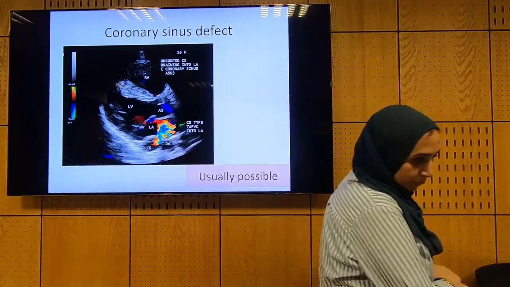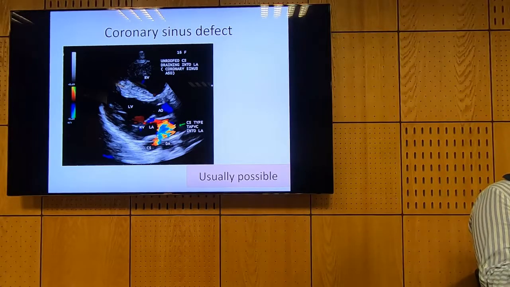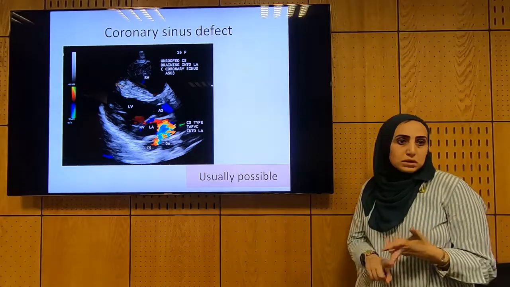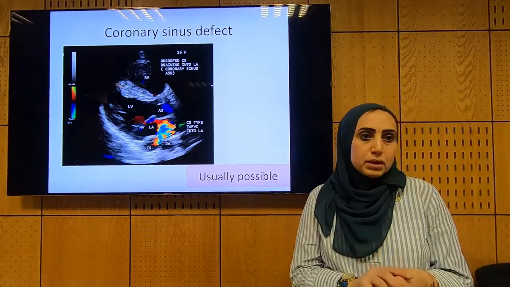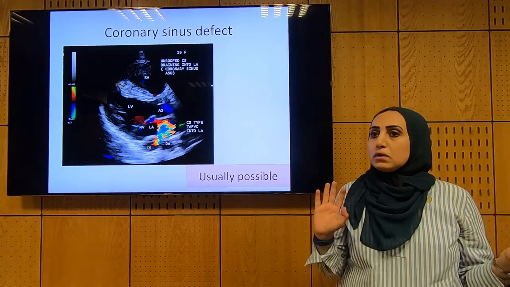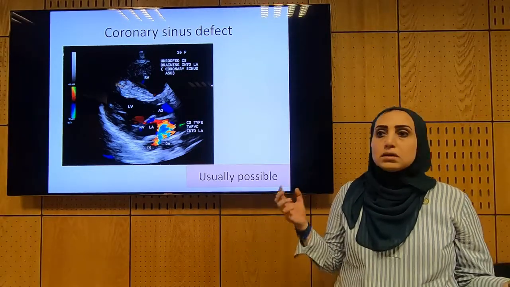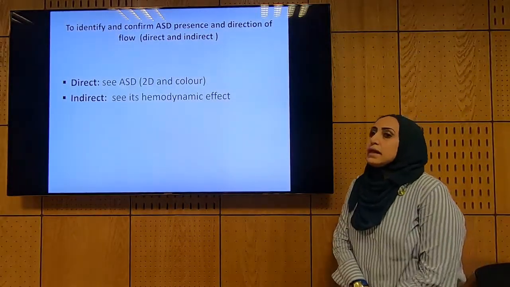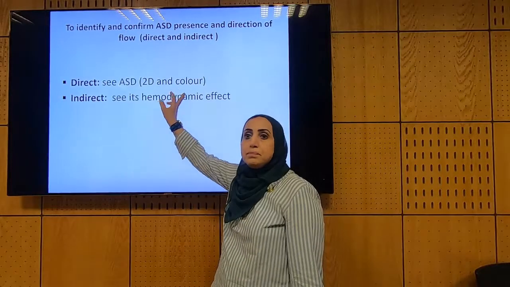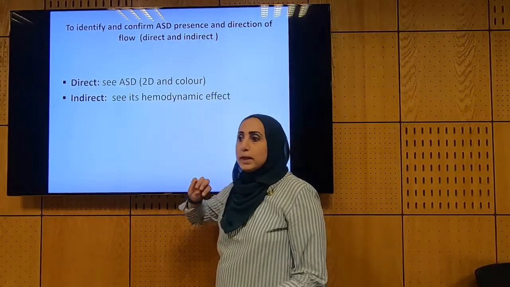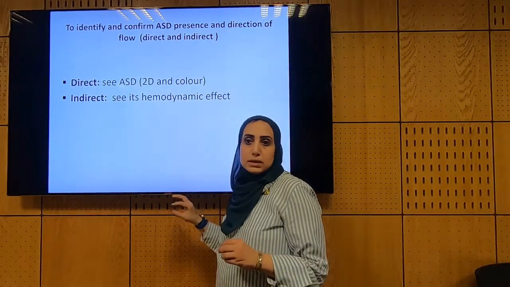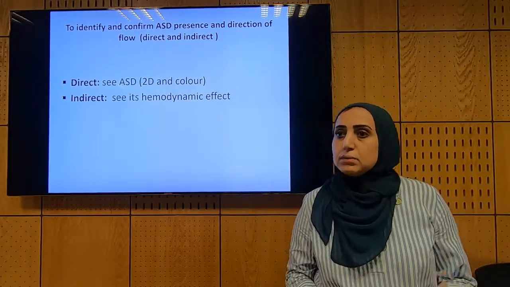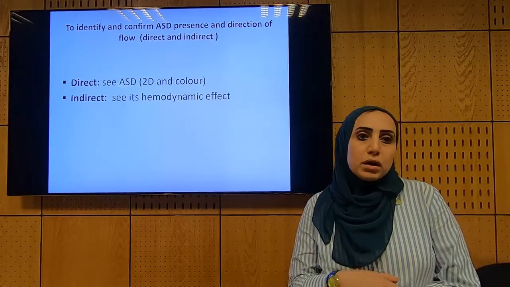So actually, echo showed us the 4 types of ASD: primum, secundum, sinus venosus, and coronary sinus. They could be detected with different degrees of difficulty between the peds and the adults, but we can detect them by echo. So actually, we can see the ASD by 2D and by color, and by echo also we can detect if this ASD is hemodynamically significant or not. If the ASD, which is shunting left to right, is hemodynamically significant, which chamber of the heart will be dilated?